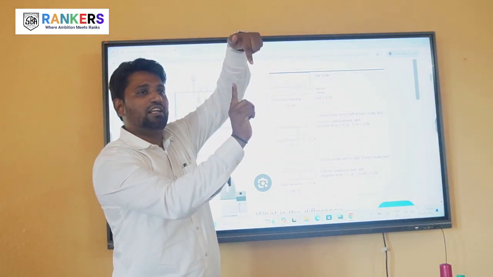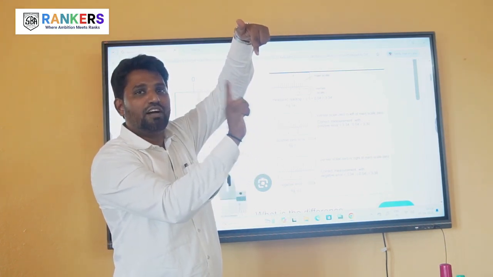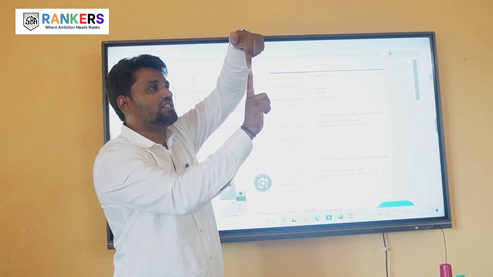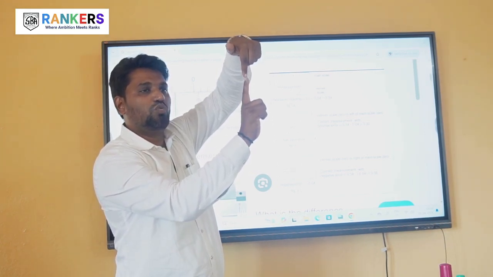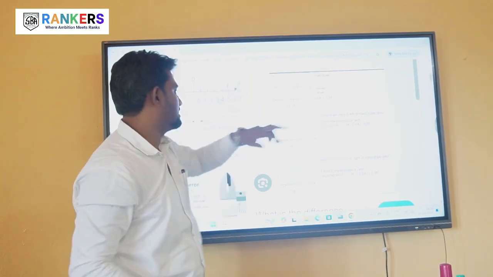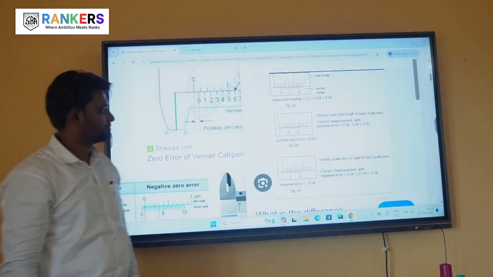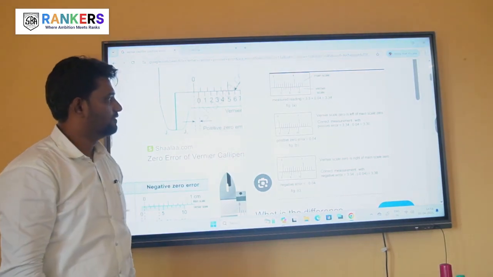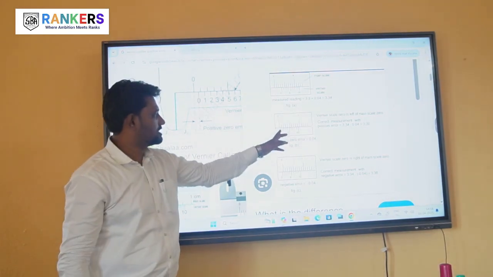This is the Vernier scale reading. This is the main scale line. So which number of the Vernier scale reading exactly coincides with the main scale? Like this, not like this, not like this. Exactly coincide. Which number of Vernier scale division? You can see and tell me from here. 4. Okay, 4. This is the 0, this is the 1.